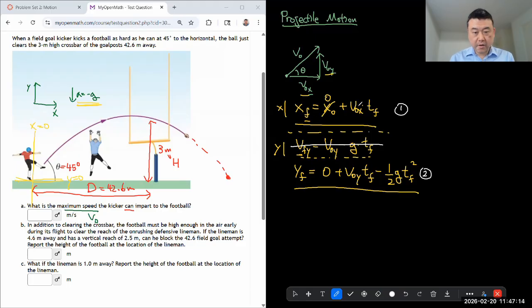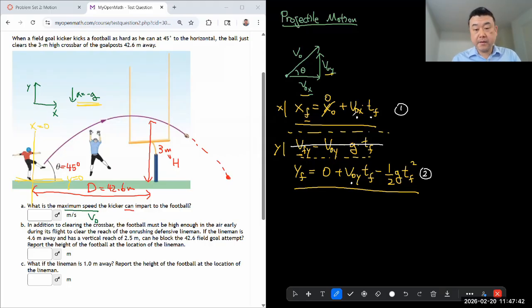My initial x velocity, I don't know it, so that's one that I don't know. T final, I'm not given that, so I don't know. And y final, that's what I labeled as h, I know that. My initial y velocity, I don't know, and I haven't counted it yet, so I'm counting it. Oh, third unknown. T final, I already counted it, I don't have to count it again. So I have three unknowns and two equations.